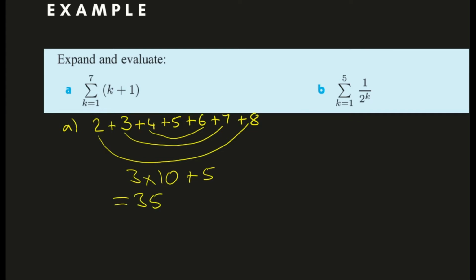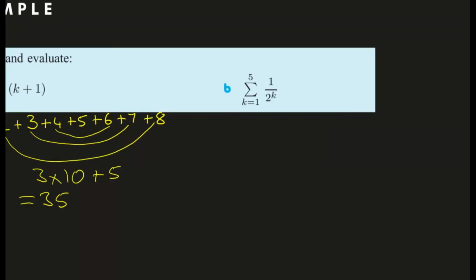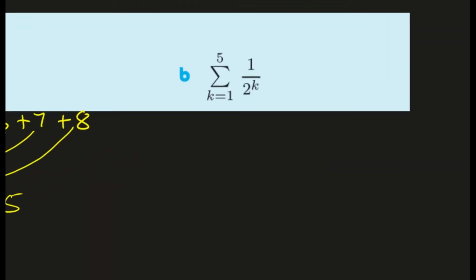Part B. Okay, well, let's just go a little bit slower on this one. We shall start by putting in k as 1 into this. So we'll have 1 over 2 to the 1 plus 1 over, well, when k is 2, we've got 2 squared, and so on. And it tells us that we need to stop when k is 5.